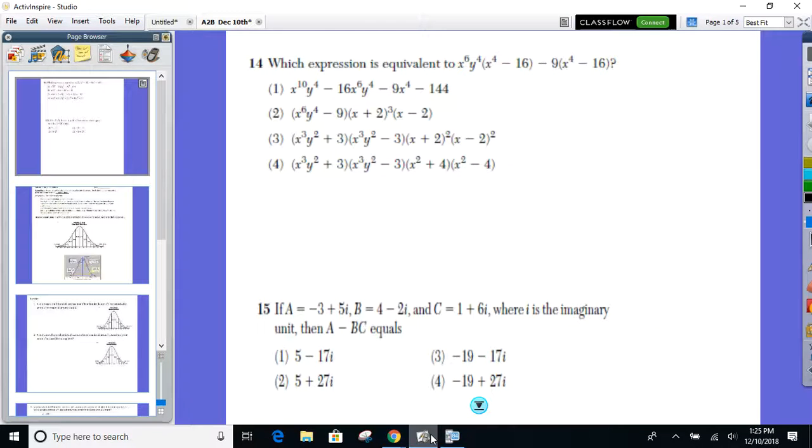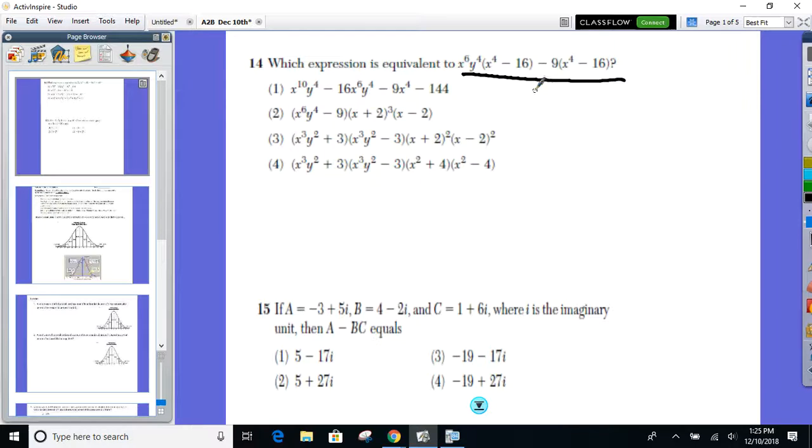For number 14, do you guys see what they've started to do? What is this right here? This is one of the steps in what? Grouping. Everyone, yeah? Look, what's inside the parentheses is the same, right? This is grouping. Take it the next step now.